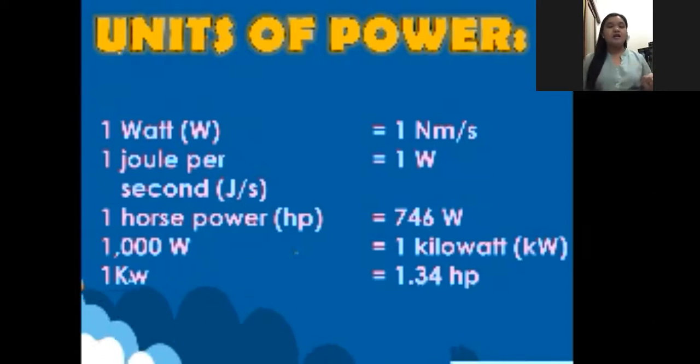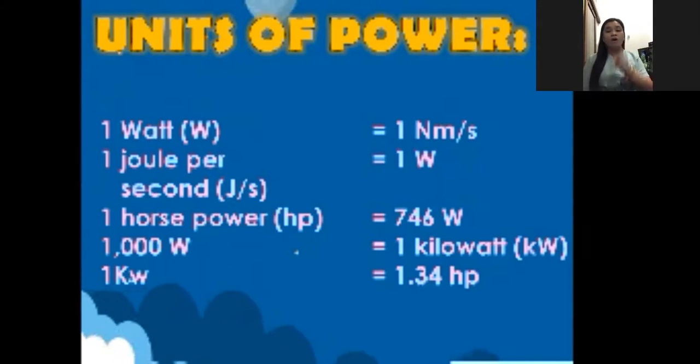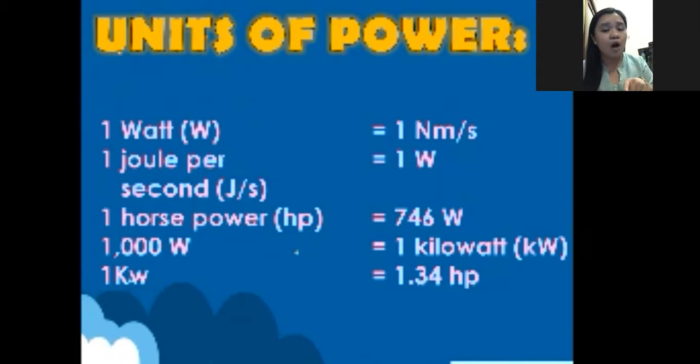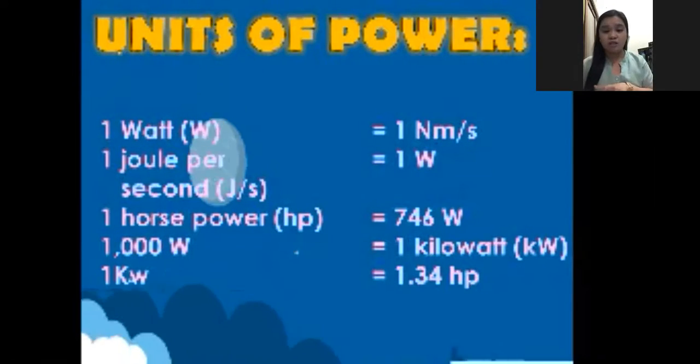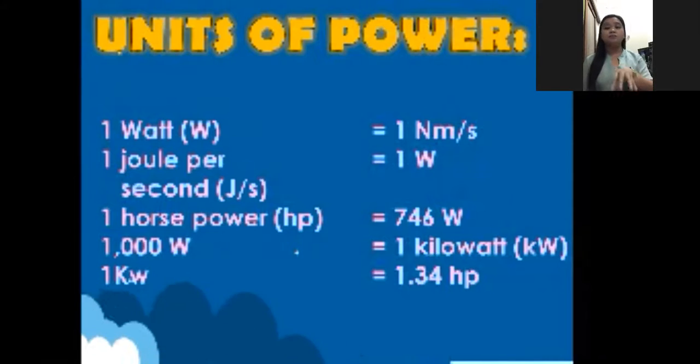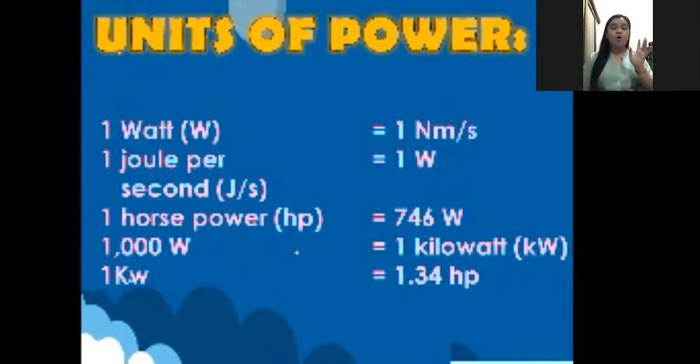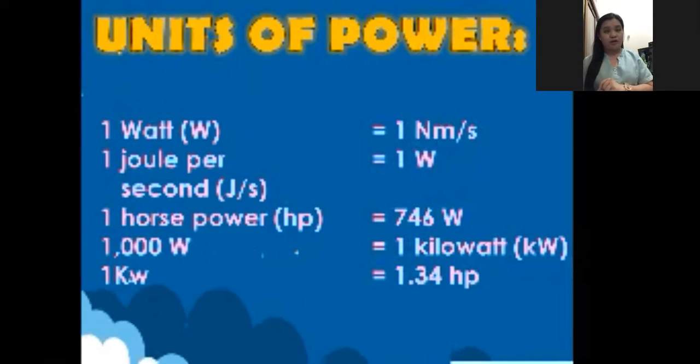Next, the last unit of power is the 1 kilowatt. 1 kilowatt is equal to 1.34 HP. Again, 1 kilowatt is equal to 1.34 horsepower. Again, 1 kilowatt is equal to?